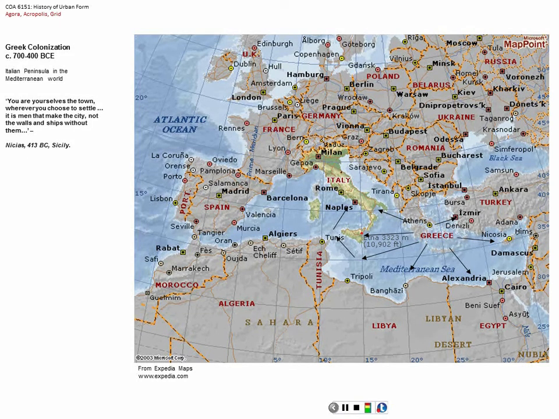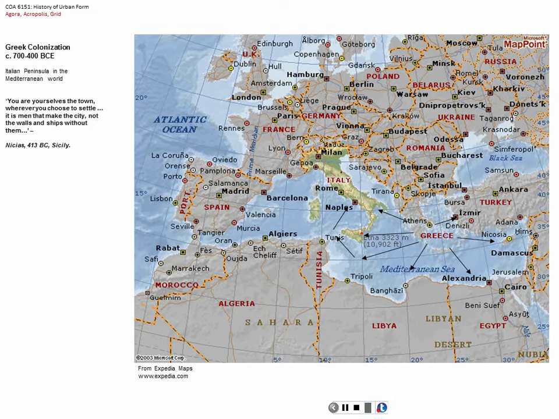That has always puzzled me a little bit, but it tells you where the wealth was. The wealth was in Egypt. The wealth was in Syria. The wealth was in Babylonia. The wealth was in India. It was not, in fact, in the Western Mediterranean.